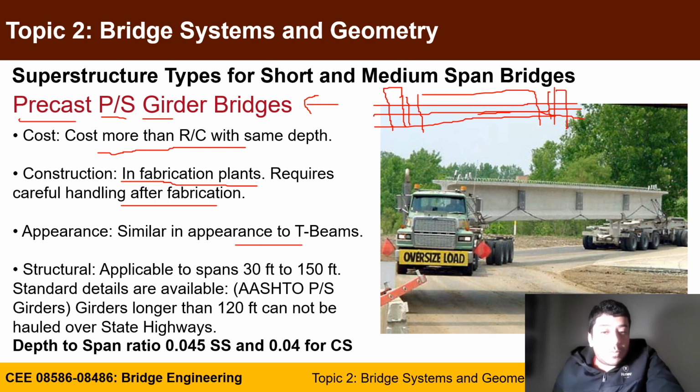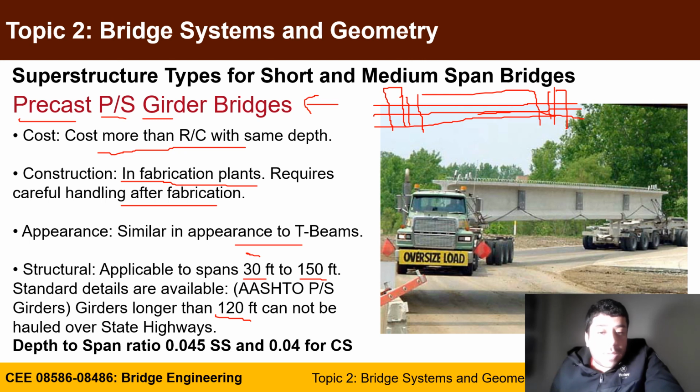It appears similar to the T-beams. It's suitable for a span between 30 and 150 feet. Usually we don't do around 30, so we can start at 70, 80 feet. There are standard girder types, which are called AASHTO, and it also varies from one state to another. Usually we are limited to 120 because of hauling over state highways. However, myself, I was able to design one bridge with a span up to 165 feet.